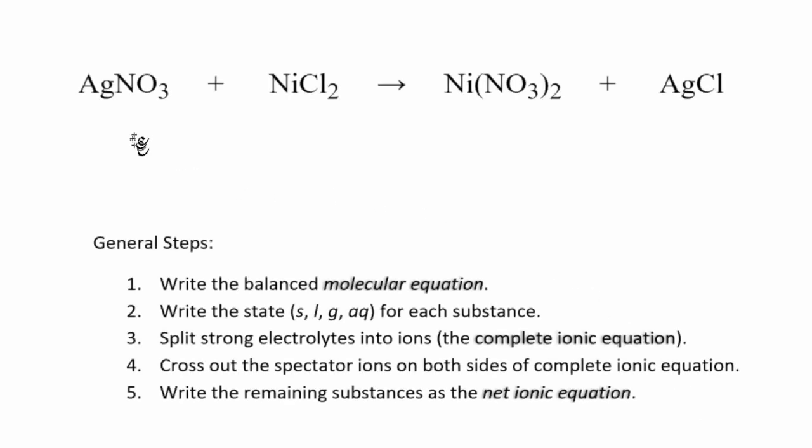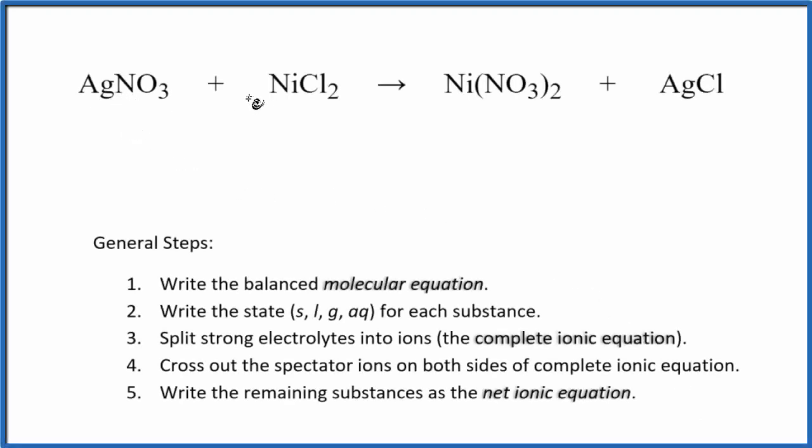In this video, we'll write the net ionic equation for AgNO3 plus NiCl2. This is silver nitrate plus nickel(II) chloride. First thing we need to do is balance the molecular equation.